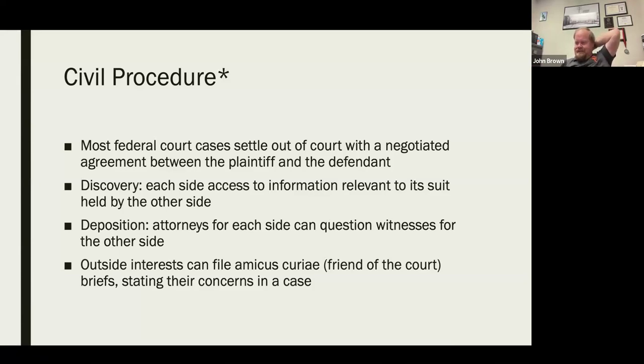All right, so most federal court cases settle out of court with a negotiated agreement between a plaintiff and defendant. This is known in a criminal case as a plea bargain, but this is usually how civil cases are settled too. If the case advances towards trial, there is a process it goes through. This also applies to criminal cases too.